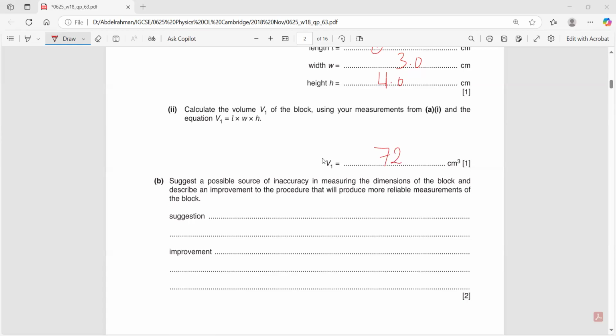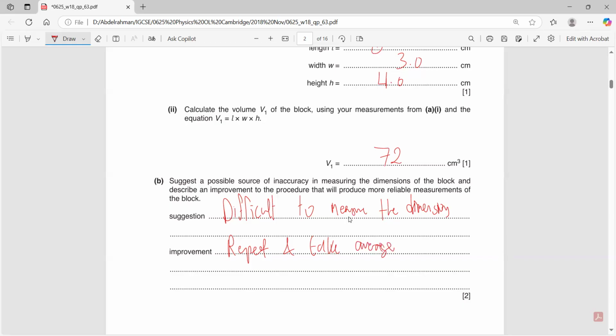This isn't a regular shape, is it? It's not a regular shape. So there is a difficulty in measuring the actual dimensions. Okay, it's quite difficult to measure the dimensions. One improvement to this would be to repeat and take the average.